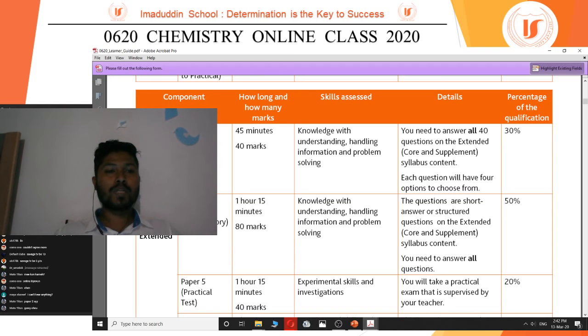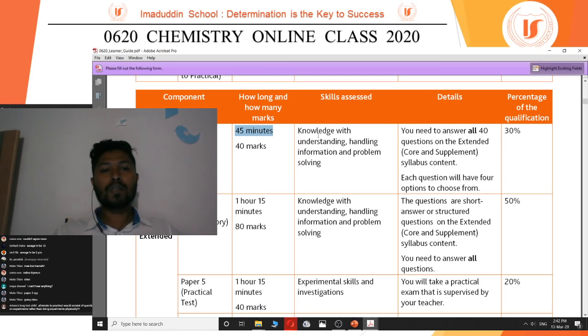If you check paper 2, that is multiple choice questions, there will be 40 questions. That means each question 1 mark, total 40 marks. And the time allocated is 45 minutes. Usually paper 2, which is MCQ, will be mostly about your knowledge and understanding, but there will be problems regarding how you apply information that you know, and you have to answer all the questions. You can't leave any question. You have to answer all questions.